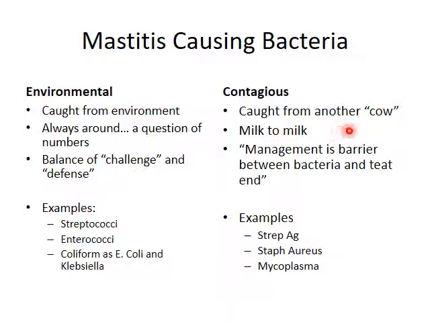Contagious, we're looking at mastitis that's caught from another cow. So we have infected milk getting into the milk of the other cow and infecting that milk. This is very much a demonstration that management needs to be the barrier between the bacteria and the teat end. Strep ag, Staph aureus, and mycoplasma are all examples. Strep ag and Staph aureus are gram positive. Mycoplasma is gram negative.